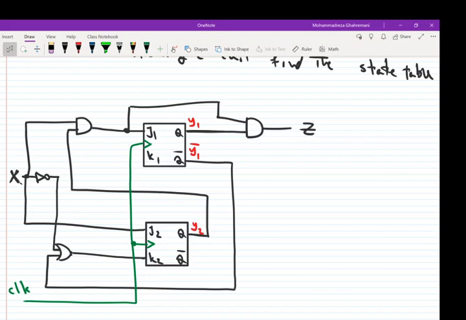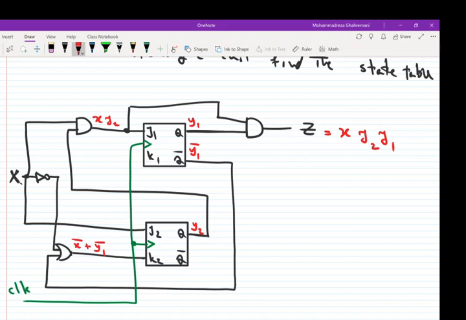So the output of the first AND is x y2. The output of the OR gate is x bar plus y1 bar, and the output z is equal to x y2 y1.